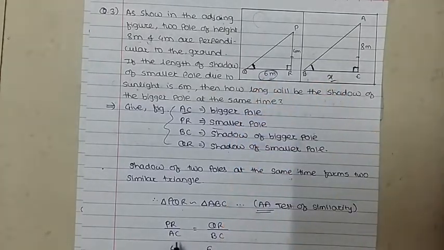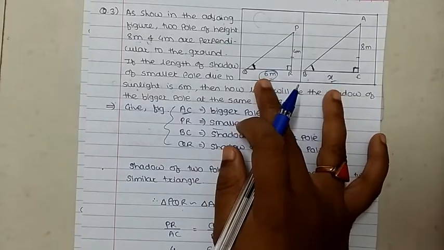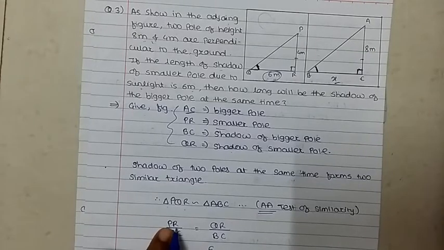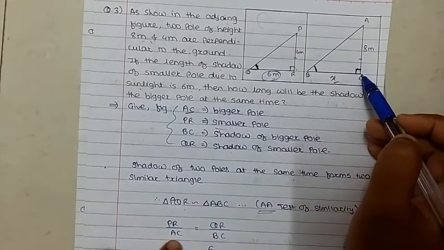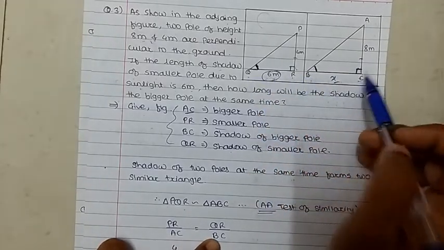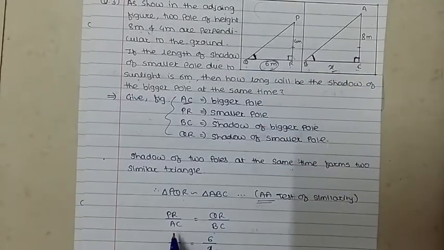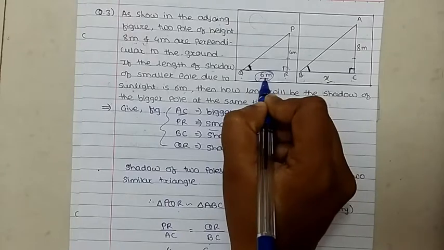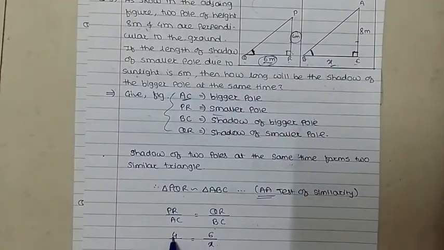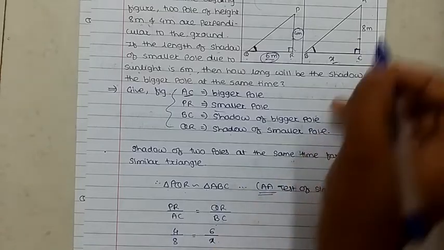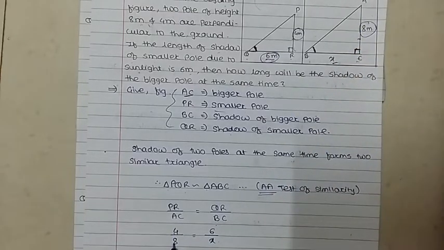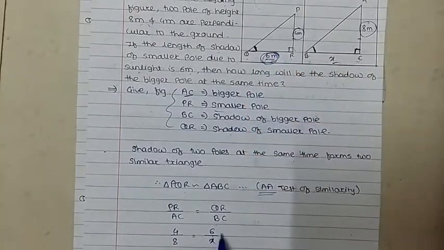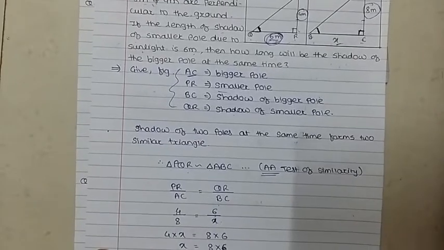Correct? Now next, when these two triangles are similar, their corresponding sides are also in the same proportion. Then we can write it as PR upon AC is equal to QR upon BC. What is the value of PR? As given in your figure, PR is 4. So instead of PR, put 4 here. AC is 8, so put 8 here. Then QR is 6, so put 6 here. Then BC is X. Then just cross multiply.